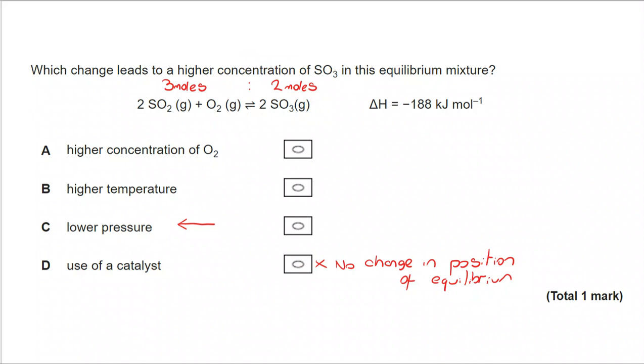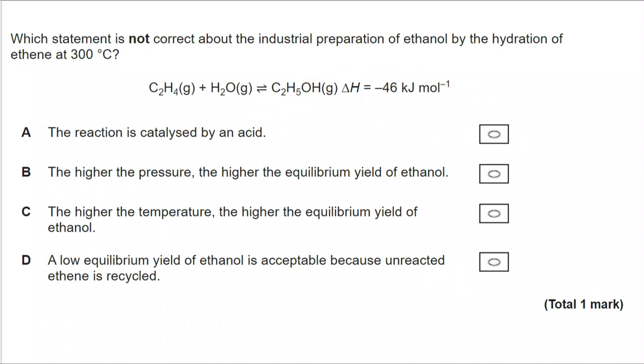Now let's move up to temperature. This is an exothermic reaction going forward. Raising the temperature would actually favour the endothermic reaction. It would shift the equilibrium to the left, giving us less SO3. But finally, if I've got O2 and I add more O2, the system's going to try to remove it. Equilibrium shifts to the right, we get more SO3. Correct answer is A. Have a go at this one now.